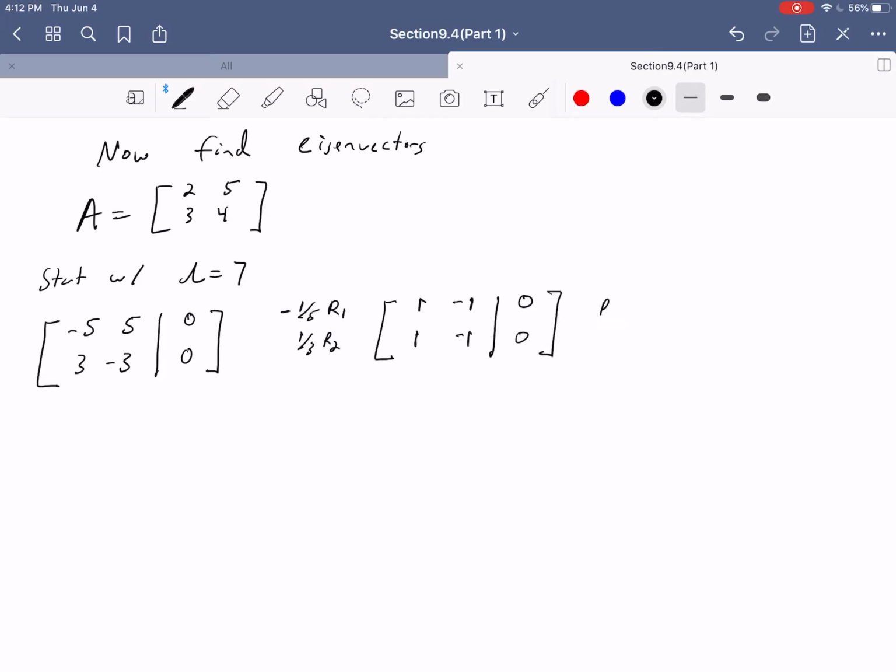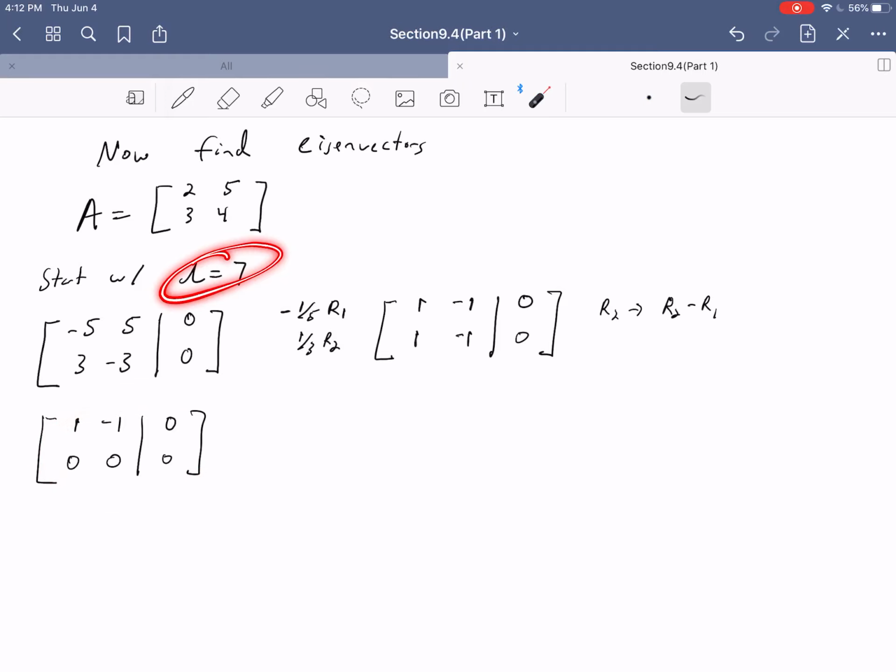And then we can just take R2 and replace it with R2 minus R1. And looks like we should get 1 minus 1, 0, 0, 0, 0, which makes sense. We're going to get one free parameter, because this is a multiplicity 1 eigenvalue, so its eigenspace has to be one-dimensional. It has to have one linearly independent eigenvector. What does it actually look like?